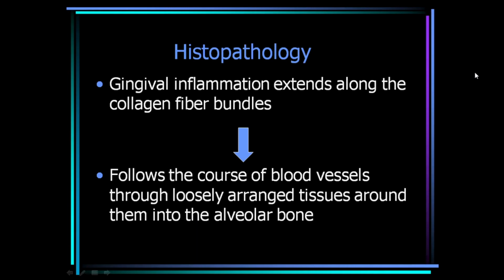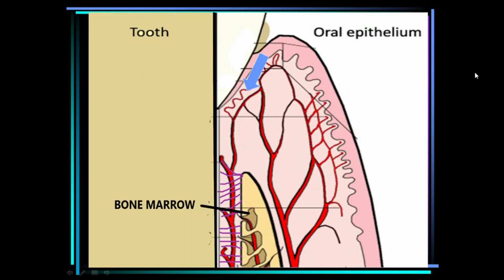Coming on to the histopathology. Gingival inflammation extends along the collagen fiber bundle, and follows the course of blood vessels through the loosely arranged tissues around them into the alveolar bone. Let us see the diagrammatic representation, what exactly is the meaning of this.